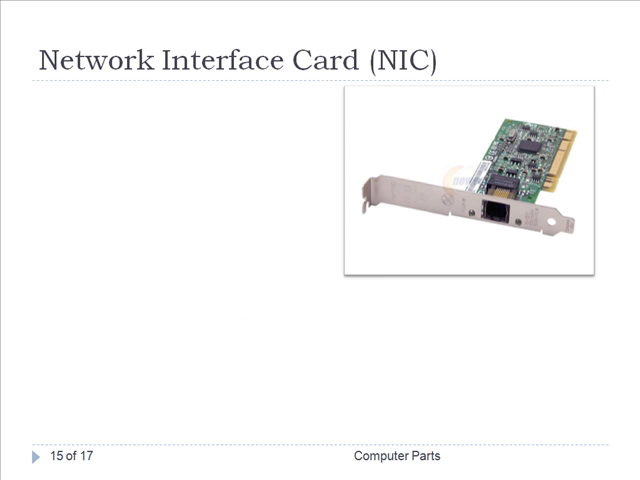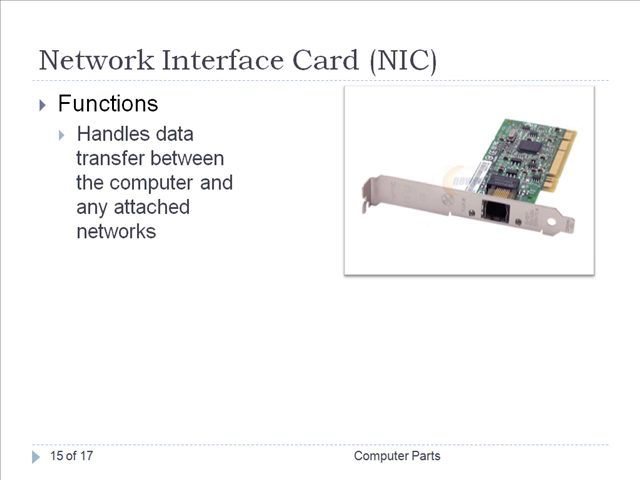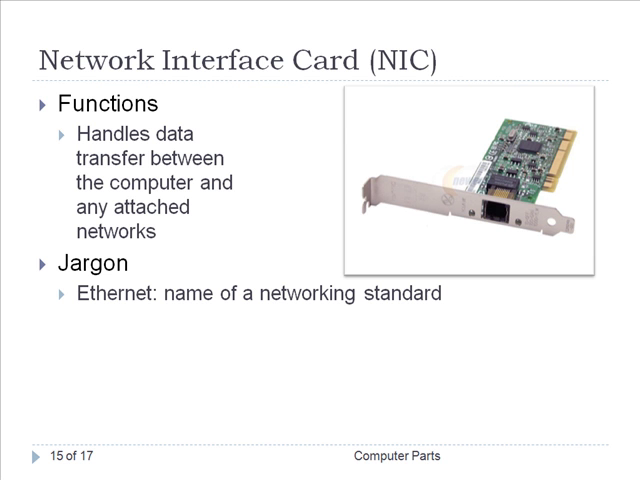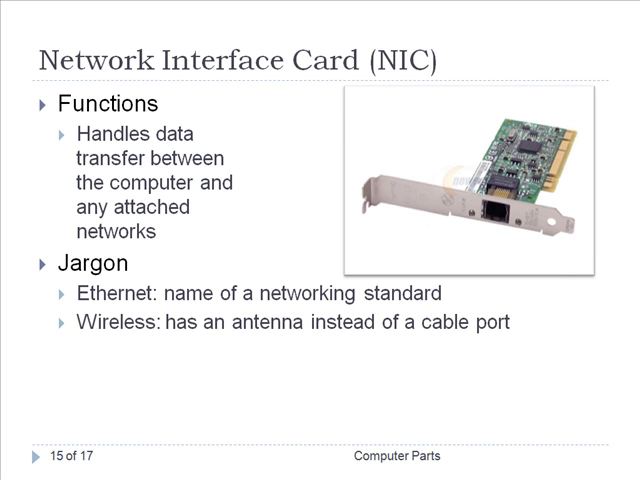Okay, we have a network interface card, and this handles data transfer between the computer and any attached networks. You have Ethernet cards and wireless cards, are the main two types. Technically a wireless card is an Ethernet card, but when we say an Ethernet card, we're usually referring to the wired type, where you're actually plugging in an Ethernet cable or a NIC cable into that system. Frequently, these are built into the motherboard.